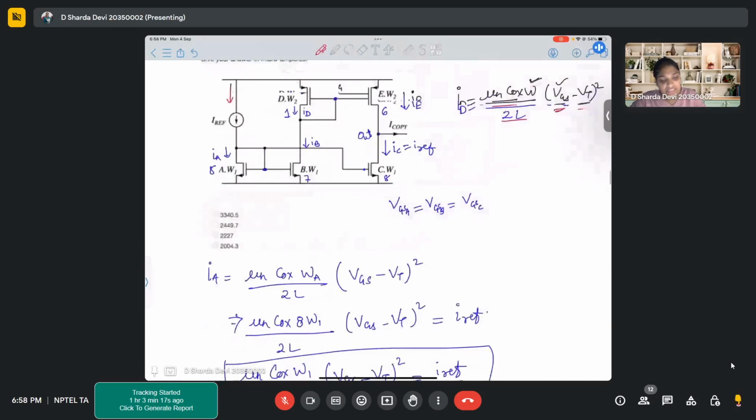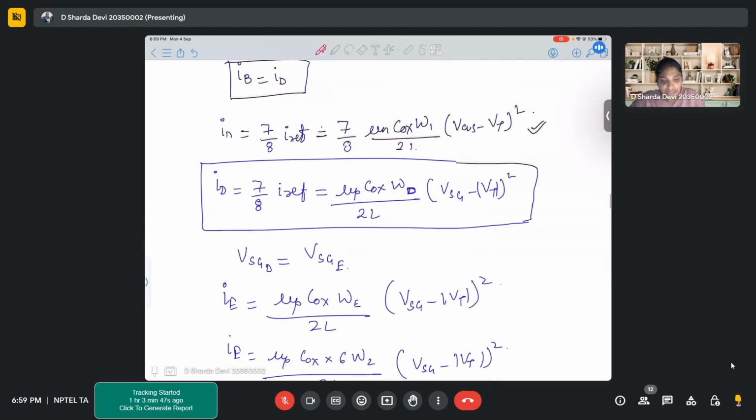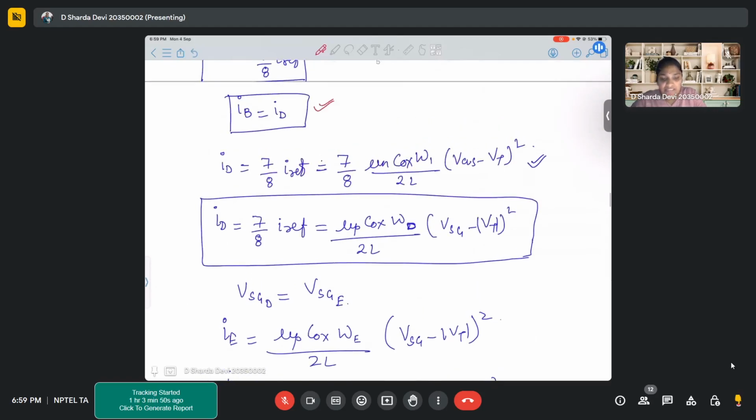Now, if you observe this circuit, transistor B and transistor D are connected in series. This is D, this is B, they are connected in series. So the same current will flow through both the transistors. Whatever is IB, that same amount of current will flow through transistor D. So that's what I wrote down. I said that IB is equal to ID. I already knew that IB was 7 by 8 times IREF.